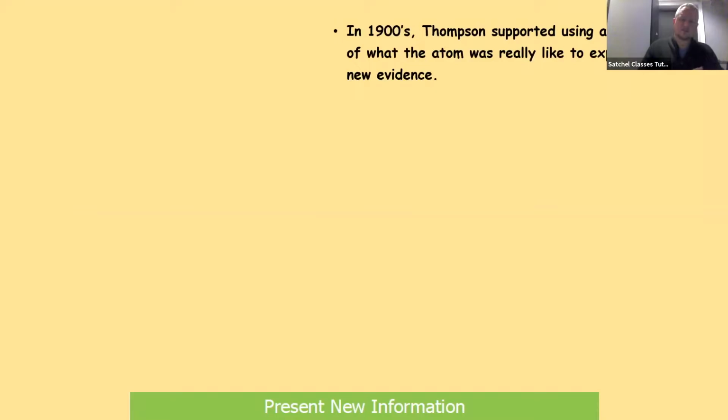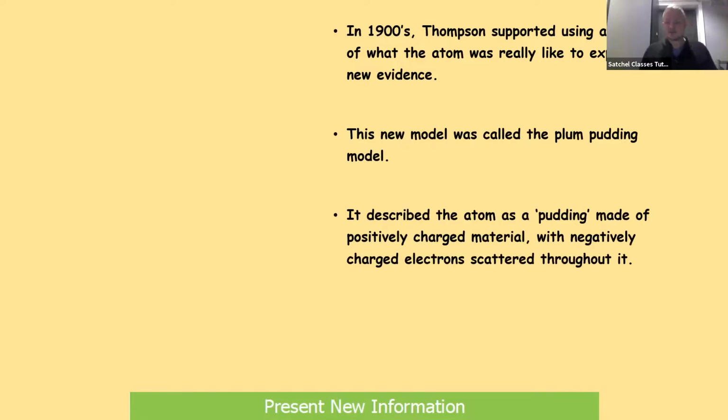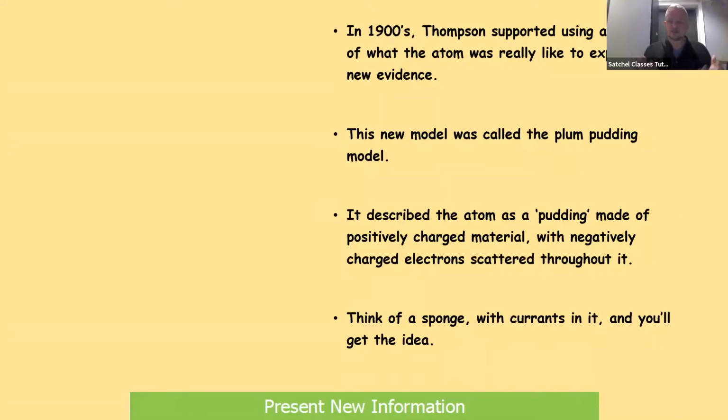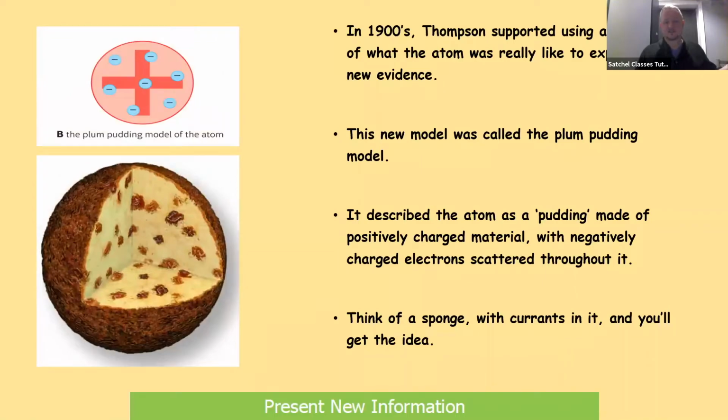Well, in the 1900s, Thomson supported using a new model of what the atom was really like to explain this new evidence. This new model was called the plum pudding model. It described the atom as a pudding made of positively charged material with negatively charged electrons scattered throughout it. And the idea is, think of a sponge with currants in it, the sponge representing a distribution of positive charge and the currants representing electrons just scattered through it, and you'll get the idea. Pretty much this idea here.